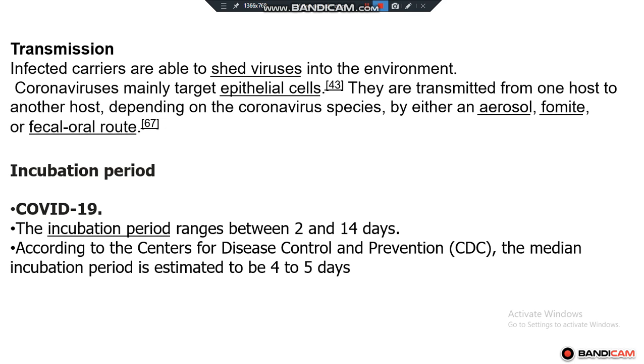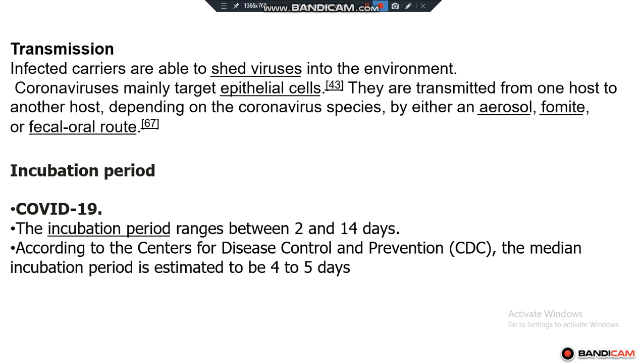Now let us see how this coronavirus is transmitted. Infected carriers are able to shed the viruses into the environment, and coronavirus mainly targets the epithelial cells. They are transmitted from one host to another host, depending on the coronavirus species, by either an aerosol, fomite or fecal oral route. So this is how it is being transmitted from one person to another.